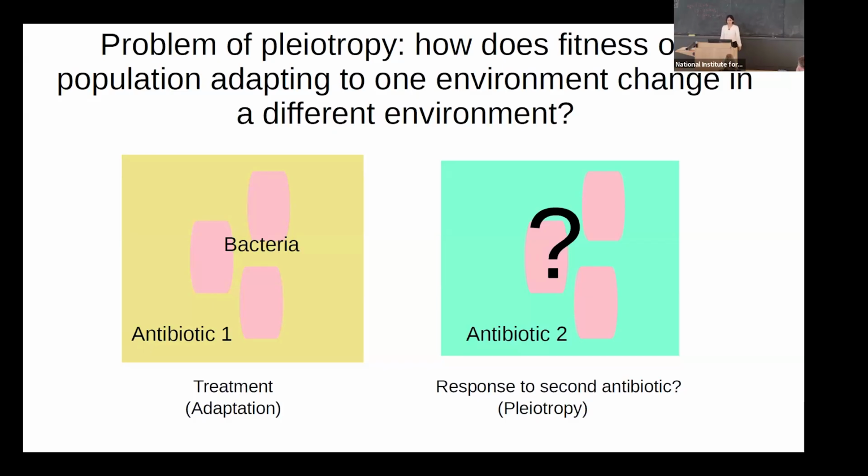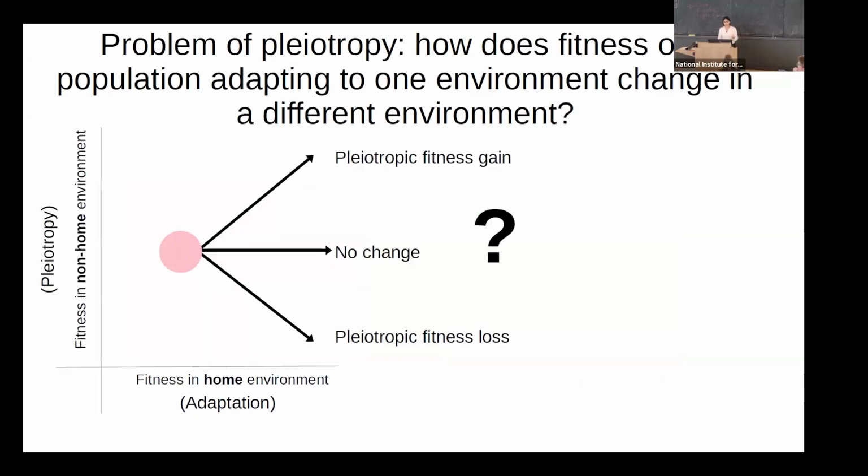To start answering this question, we can try to look at it a little more conceptually on this plot right here. On the x-axis, we have fitness in the home environment. I'm defining the home environment as the environment in which adaptation is happening. And on the y-axis, we have the fitness in a non-home environment. In our previous example, the home environment was antibiotic 1, and the non-home environment is antibiotic 2. So I've just separated these into the axes of adaptation and pleiotropy.